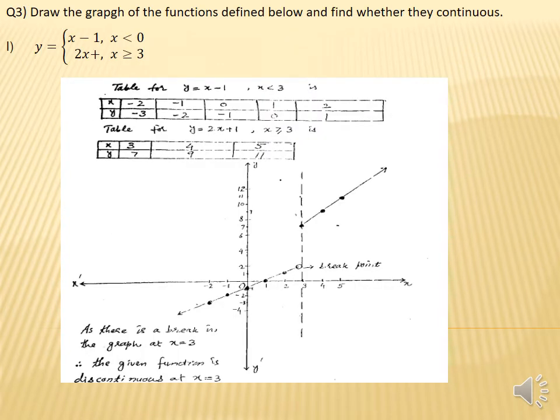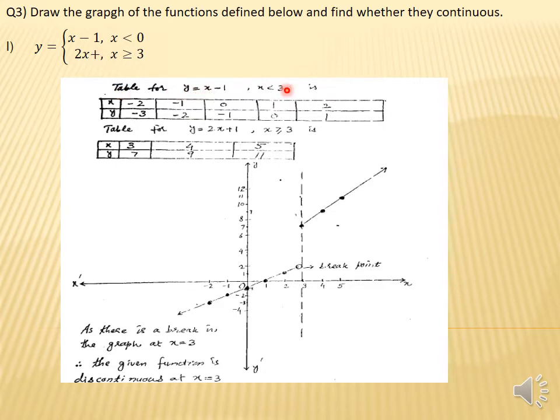Now student, question number 3: draw the graph of the function defined below and find whether they are continuous. Student, in the first two parts we just only drew the graph of the function. We had no concern with continuity. Now in question number 3 we have to focus on the continuity of the function as well. So here we have two parts: x minus 1 for all those values which are less than 3, and for all those values which are greater than or equal to 3 we have the function 2x plus 1. So it is a typing mistake. Here it is 2x plus 1.